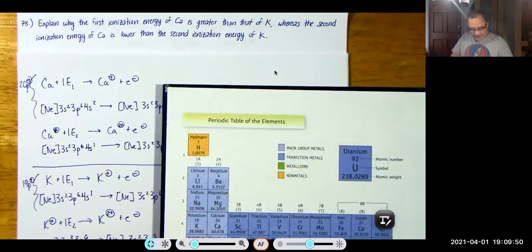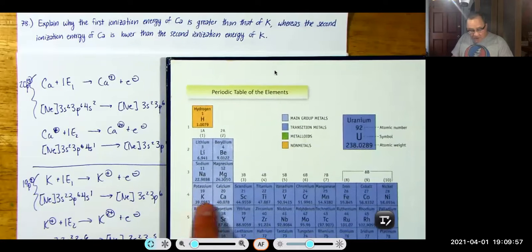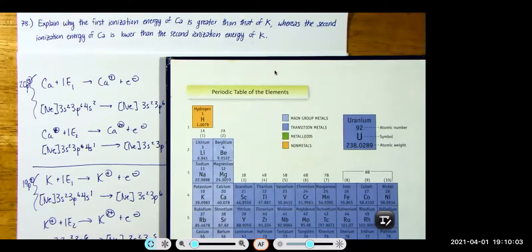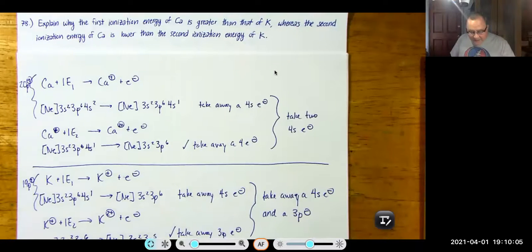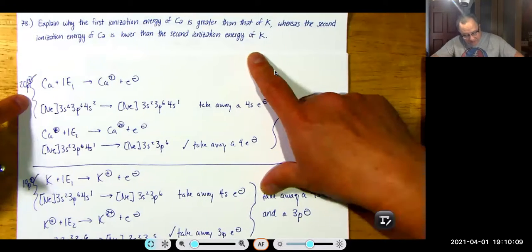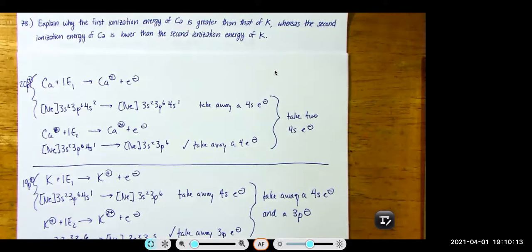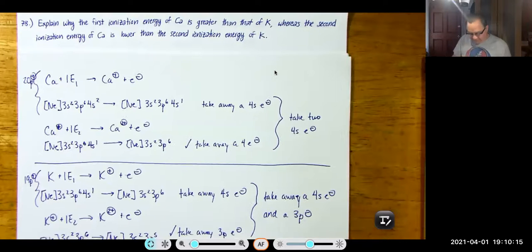So we're not looking at the periods, we're looking at the group. This group versus this. Oh, I thought we were looking across. We are looking across, but when we look across, what defines things is the number of protons, right? Right, exactly. Okay, so why is calcium greater than potassium? Yeah, calcium has more protons, so it requires more energy.